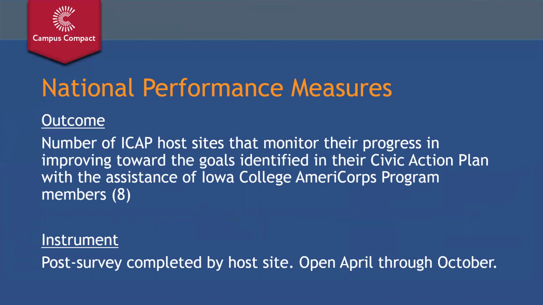On the outcome side of things, this is where if you're implementing your civic action plan and we're asking you to report back to us on how that's going, our instrument is a post survey. You're going to complete that after the AmeriCorps members have done a lion's share of their service, and it's completed by the host site, by the campus that's receiving that benefit. So if you have members serving on your campus, if you have a civic action plan, we want you to complete this post survey and let us know how those AmeriCorps members are really contributing towards the success of your plan.